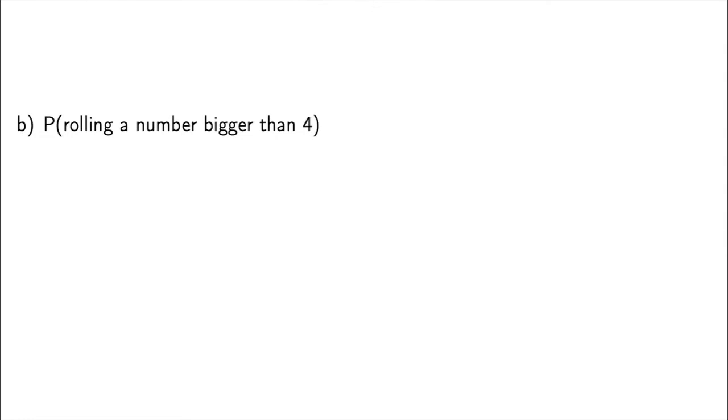Let's do this. The probability of rolling a number bigger than 4. So we need the number of ways to roll bigger than 4 divided by the number of possible rolls. Okay, so the number of ways to roll bigger than 4 is we can either roll a 5 or a 6. So that's 2 ways. And then divided by the number of possible rolls, which is 6. So 2/6 or 1/3.